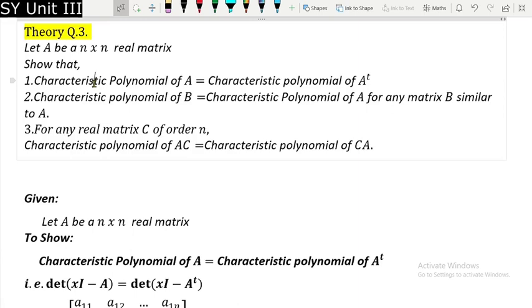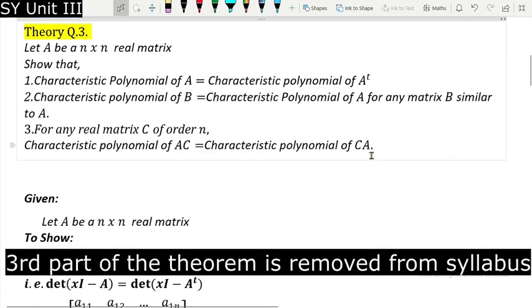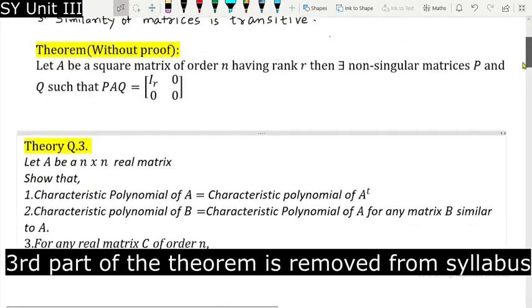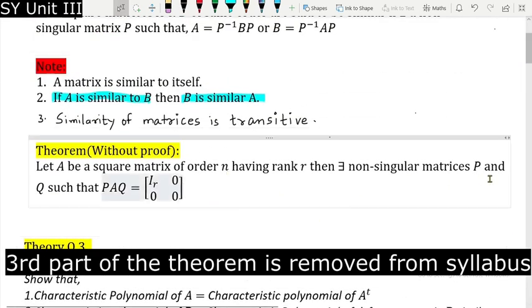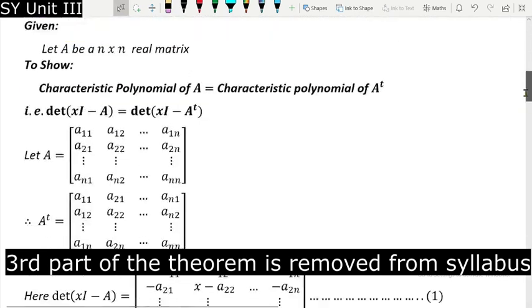Then we have to prove that the characteristic polynomial of B is equal to the characteristic polynomial of A for any matrix B similar to A. So in other words, if we have two similar matrices, then the characteristic polynomial is the same, a very strong result. Here B is similar to A, and we have to show that the characteristic polynomial of B is equal to the characteristic polynomial of A. The third part is a little bit lengthy, and that we will see afterwards; this third part requires this theorem also.